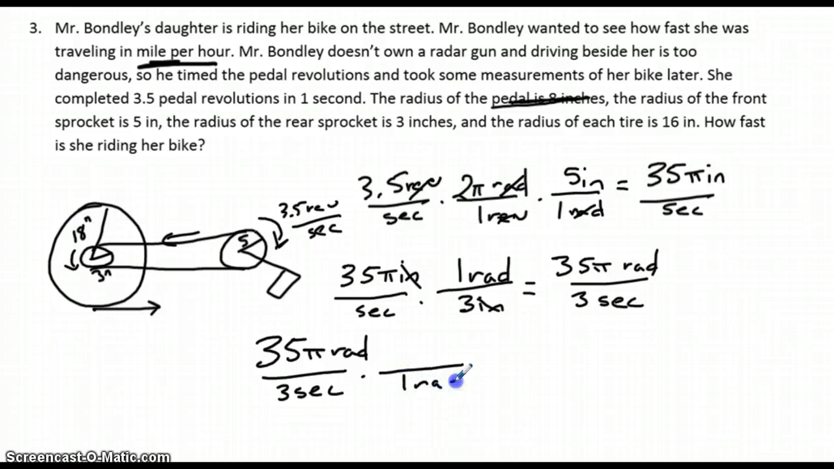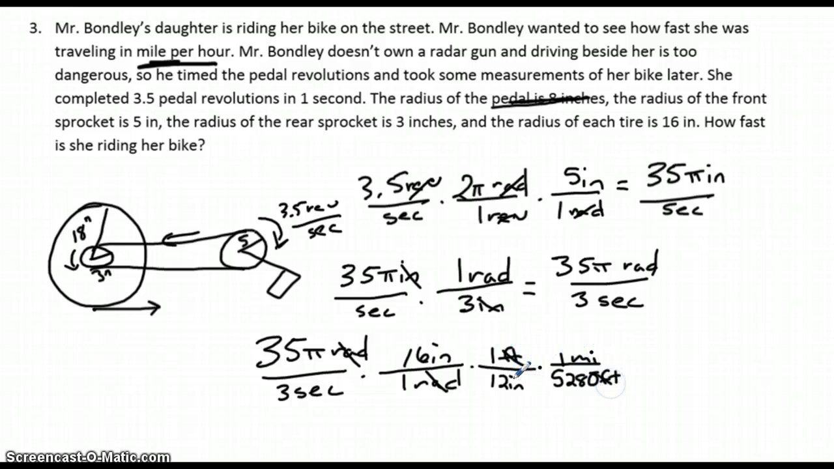One radian this time is 18 inches. We now have inches per second. We have a linear velocity for the speed of the bike. However, I want the linear velocity in miles per hour. Now let's convert units from inches to miles. So there's 12 inches in 1 foot, and then 5,280 feet in 1 mile.